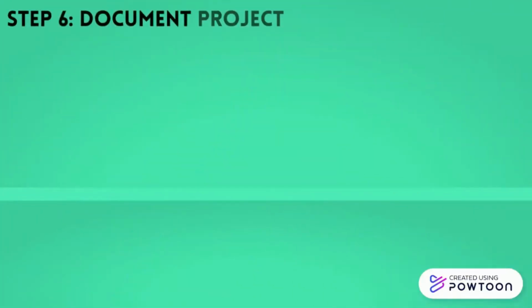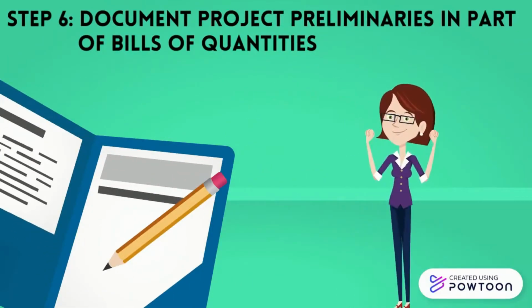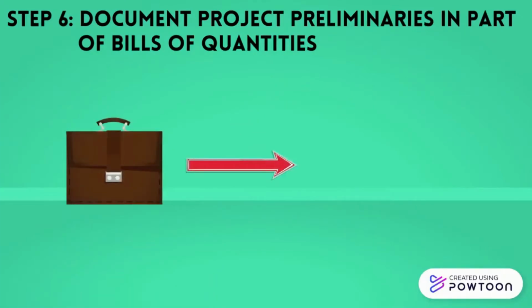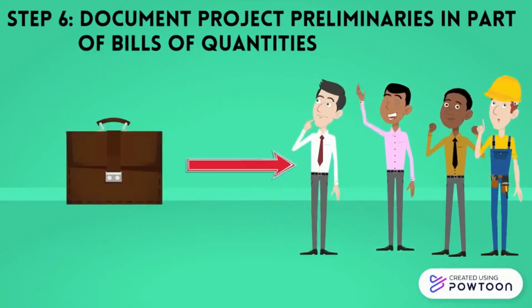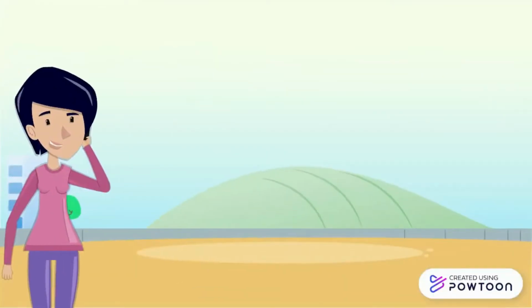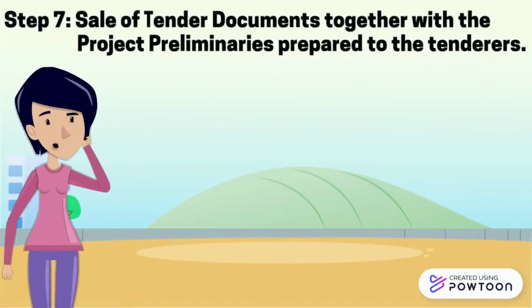Step 6. Document project preliminaries in part of bills of quantities. After the client is satisfied with the latest amendment of the project preliminaries, this complete set of preliminaries shall be documented and attached in the tender document and sent to the tenderers or contractors to price during the tendering stage. Step 7. Sale of tender documents together with the project preliminaries prepared to the tenderers.